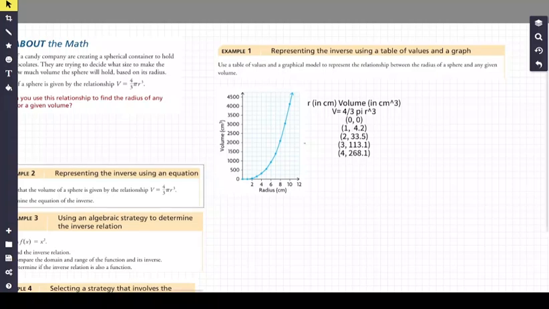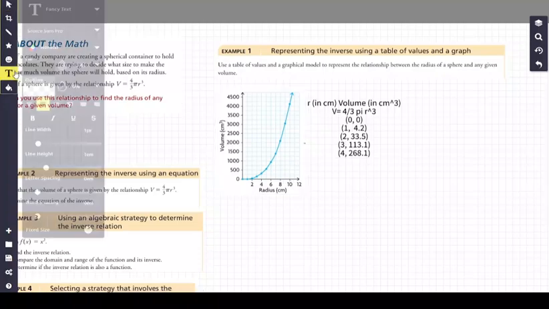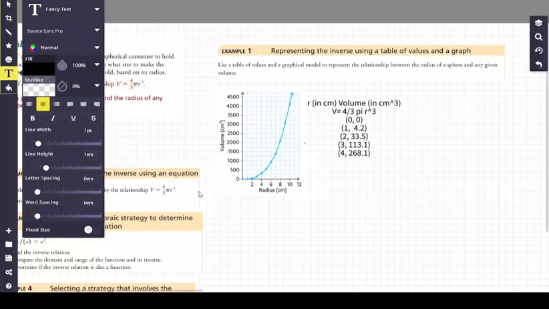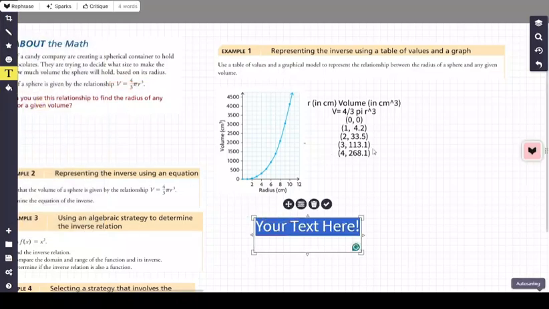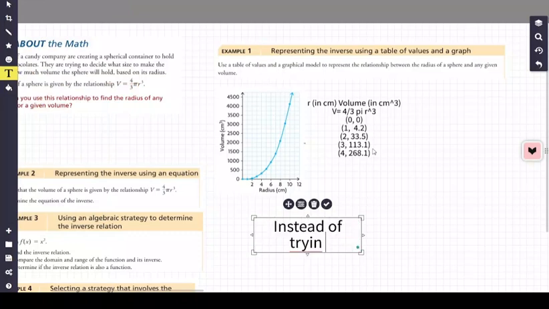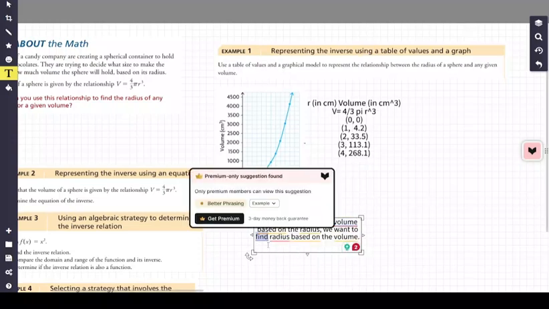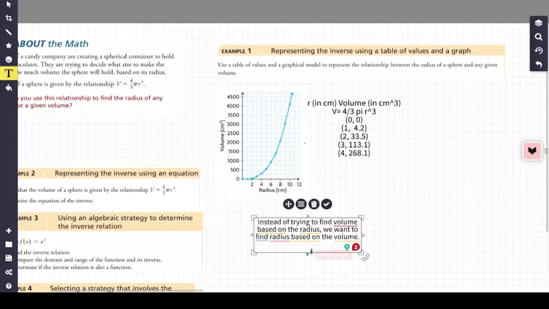So how are we going to find the inverse? When we want to find the inverse, we want to do the other way around. So instead of trying to find volume based on the radius, we want to find radius based on the volume. So what should we do to this little value chart that we made? We should flip it around. So instead of having radius first, we should have volume in cm cubed, and then we should have radius in centimeters. This is how we should have our chart.